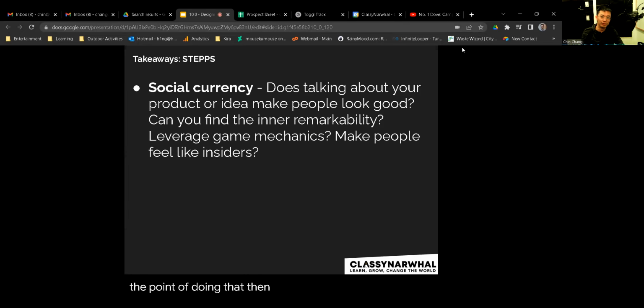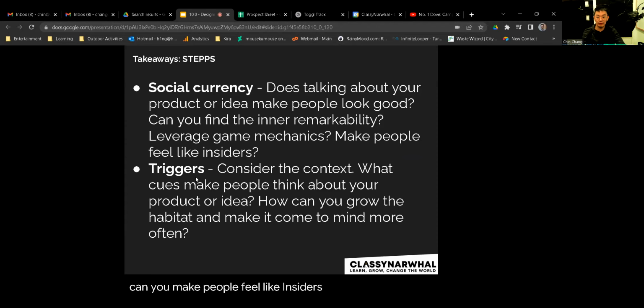So to summarize the key takeaways in and around STEPPS. Number one, social currency. What can you do to your product or campaign that will make the sharer look good? Can you find some inner remarkability? Can you leverage game mechanics? Can you make people feel like insiders? Triggers is, what is the context? What are the cues that you can create in and around your product or idea? How can you grow the habit and make it come to mind more often?